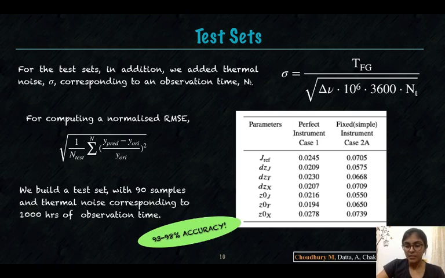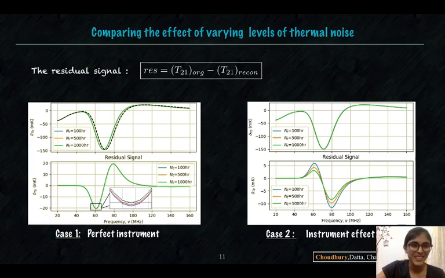So this was all fine for a proof of concept paper. One more thing which we had done was that we had compared the effect of varying levels of thermal noise. We have increased the thermal noise level from 100 to 500 to 1000 hours of observation, and we've seen how the prediction would change, as expected. When the observation time is around 1000 hours, it gives us the least residual. This residual is computed as a difference between the original 21 centimeter global signal and the signal which we reconstruct using the predicted parameters from the neural network.